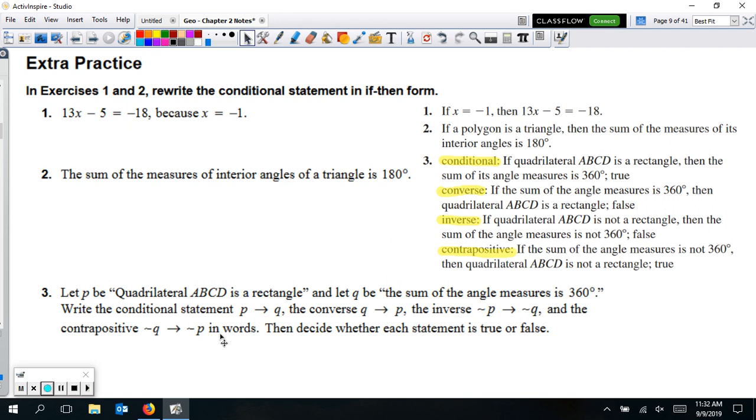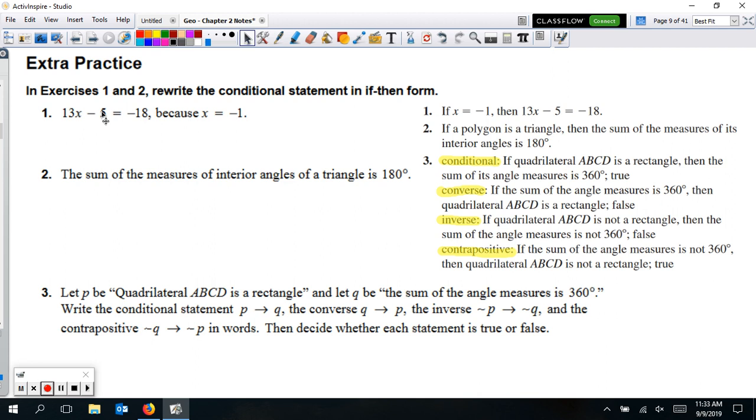And then the contrapositive, that's where we're going to switch both of them. So we're going to be switching them and negating them. Basically now the negation of this first, if the sum of the angle measures is not 360, then the quadrilateral is not a rectangle. Notice that one's true, because if the sum of the angle measures is not 360, then it couldn't be a rectangle, because a rectangle is a quadrilateral. The sum of the angle measures in a rectangle is always 360. So that would then make this true. Yeah, if it's not 360, then it's definitely not a rectangle. It'd be some other kind of shape.